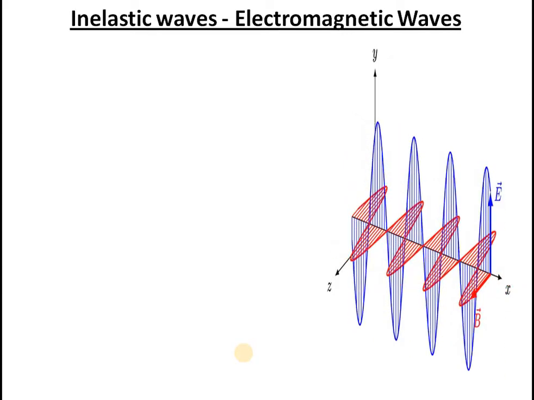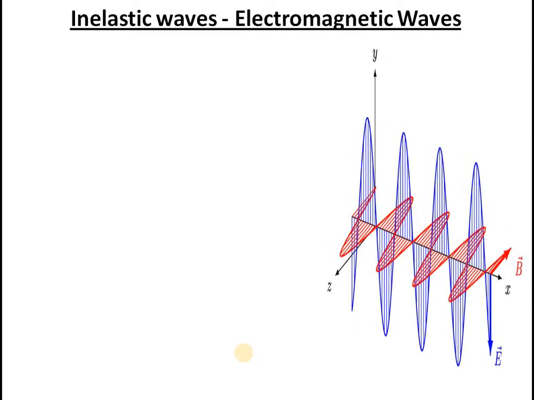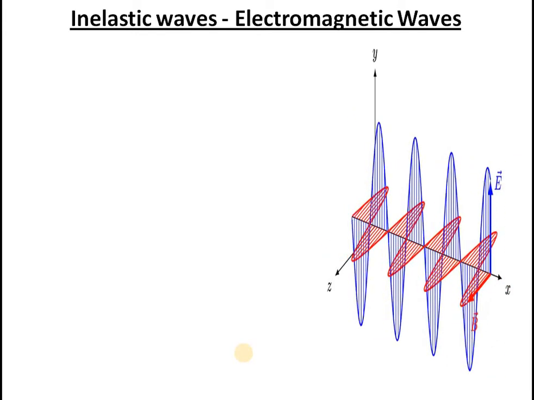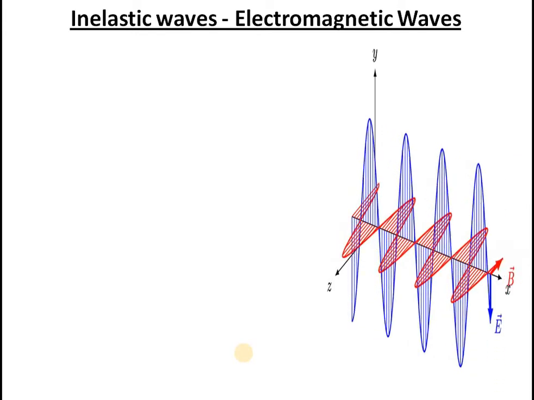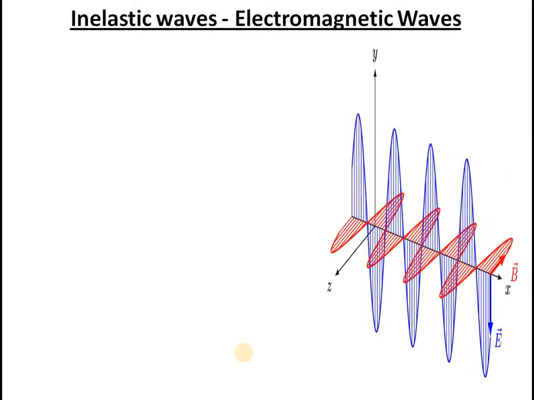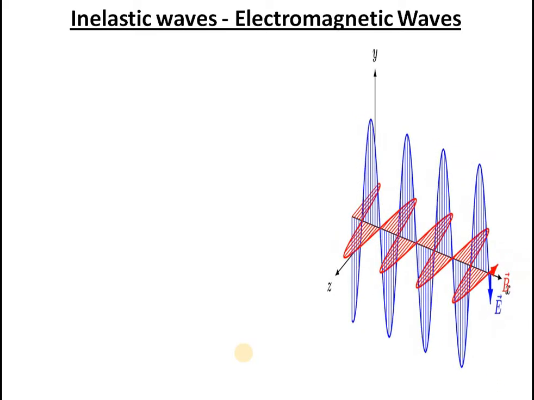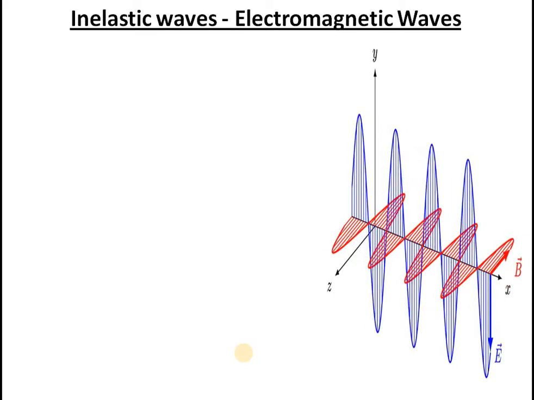The second category is called inelastic waves, also known as electromagnetic waves. The propagation of electromagnetic waves does not require any medium. They can even propagate through free space.